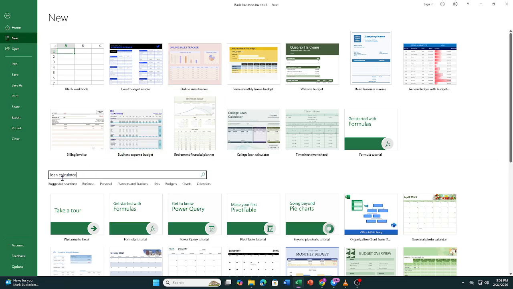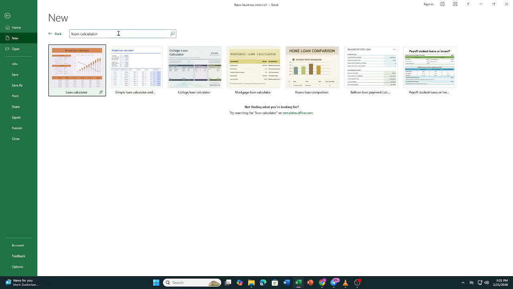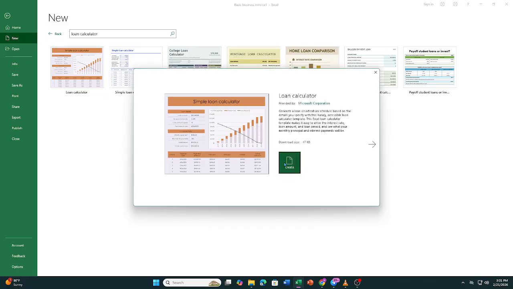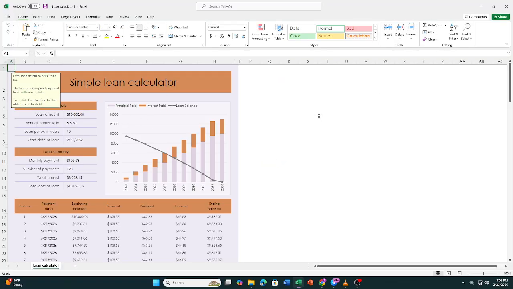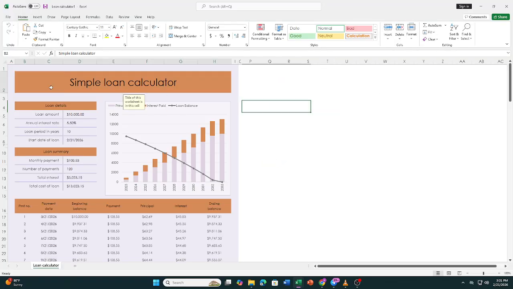So if you want to quickly calculate monthly payments, total interest, and loan cost, this step-by-step setup will make it super easy. First, open Microsoft Excel and create a blank workbook. Starting fresh helps keep the calculator clean and organized.